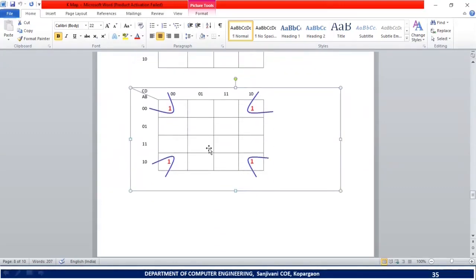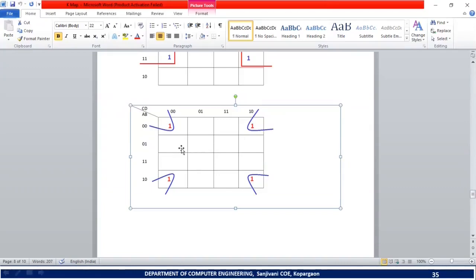Then now consider this last possibility. So see here what is happening? We have 4 1, but those 4 ones are present in 4 corners of this 4 variable K-map. So if we have 4 1 in 4 corners of a 4 variable K-map, then we can combine those 4 1 also. Now let's verify again our condition for this group also.